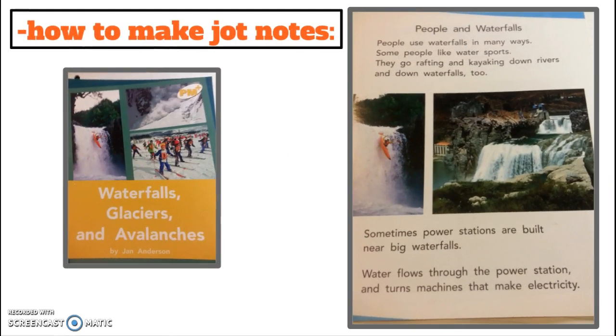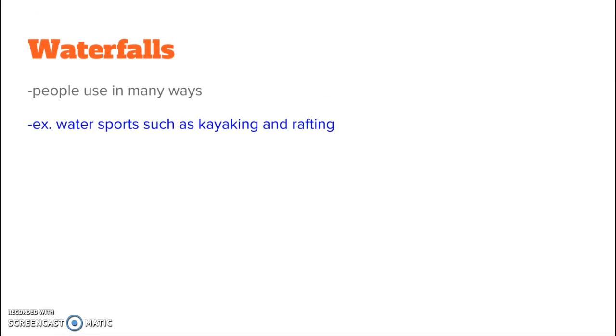Now I'm going to read a couple more sentences. Some people like water sports. They go rafting and kayaking down rivers and down waterfalls too. I think that information is pretty important. It tells what people do in waterfalls. So I'm going to write it like this. For example, water sports such as kayaking and rafting.